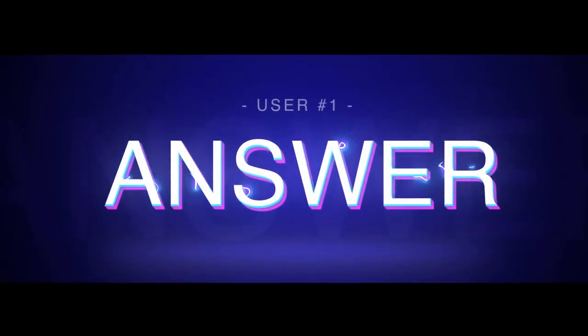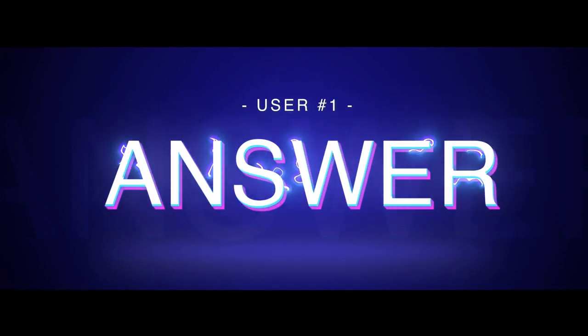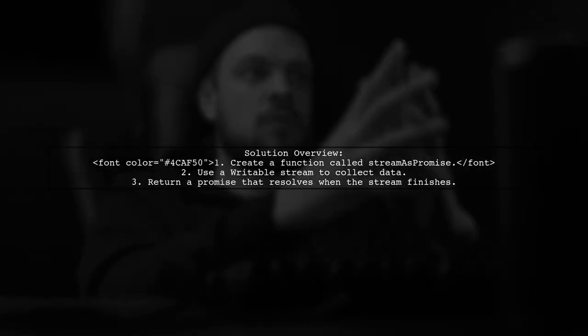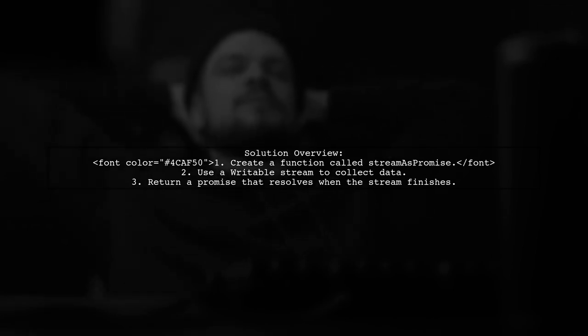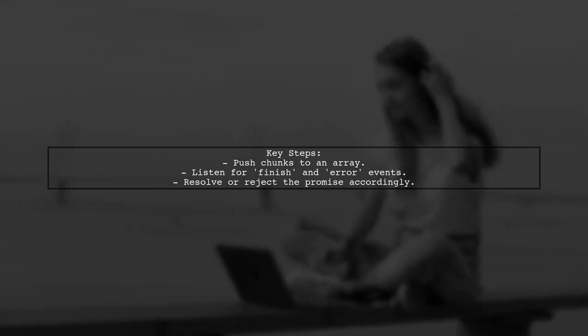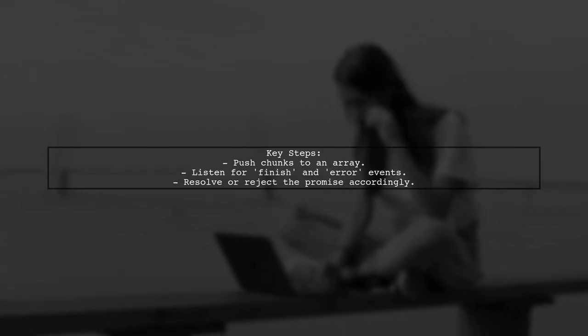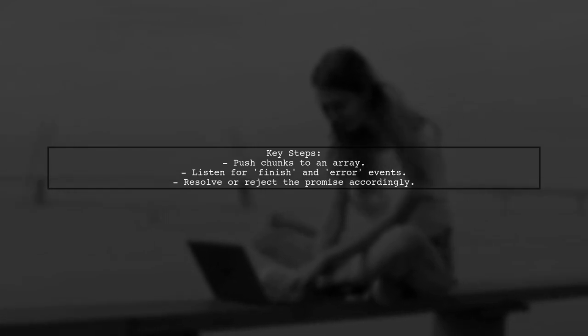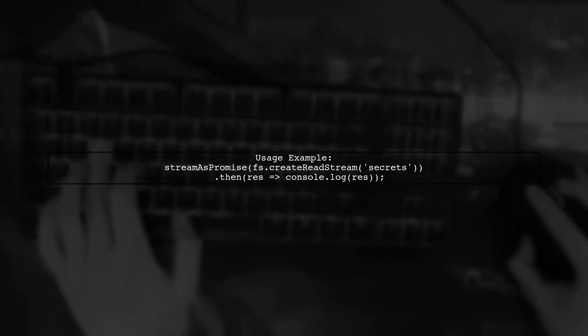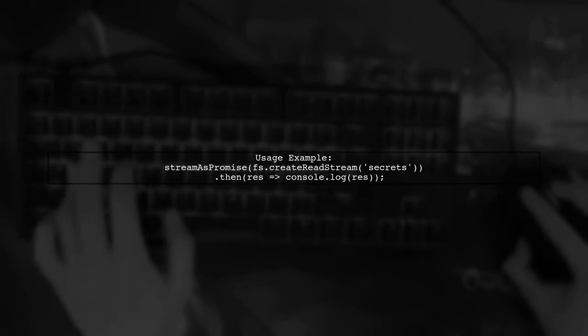Let's now look at a user-suggested answer. Here's a solution for using promises with streams in Node.js. You can create a function that takes a readable stream and returns a promise. In this function, we push each chunk of data into an array and resolve the promise when the writable stream finishes. You can use this function by passing a readable stream, like a file stream, and then handling the result.